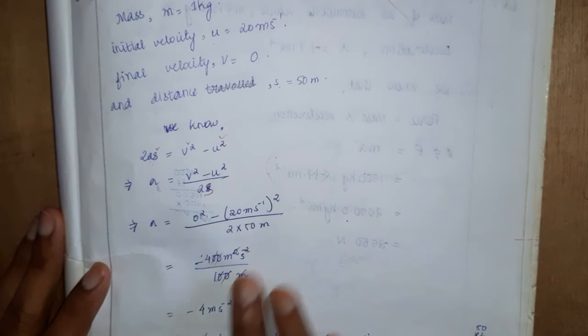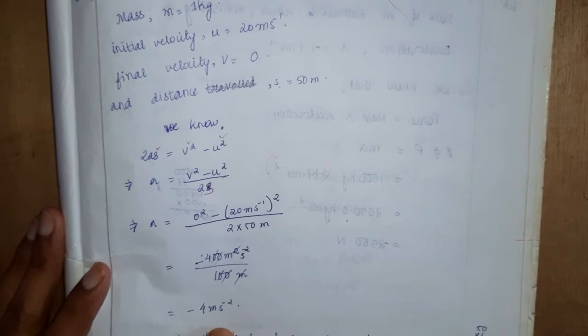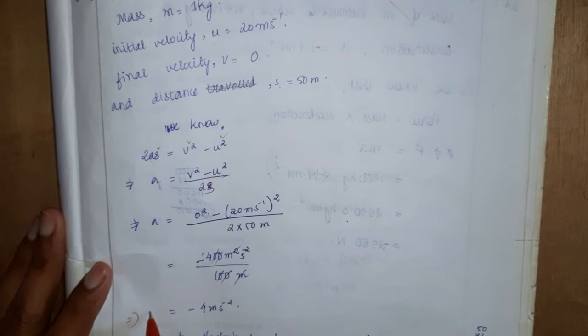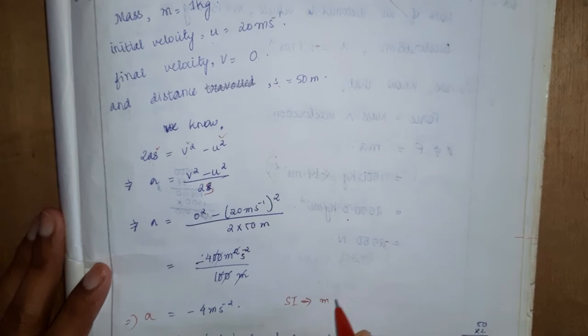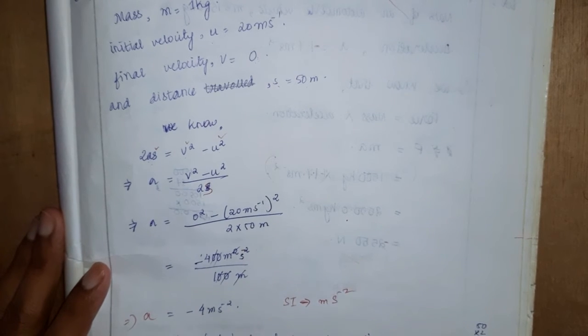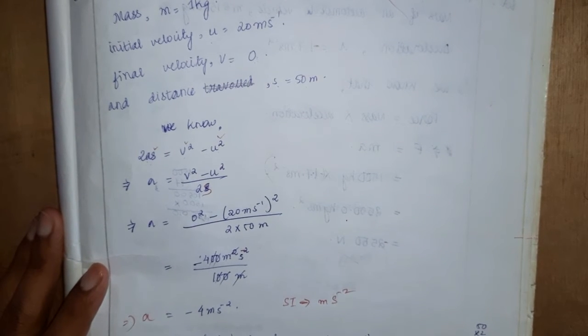So if you do not put the unit, you can directly do the calculation and put it at the end. What is it that you have found out? A, acceleration. So what is the unit? The SI unit of acceleration is meter second inverse 2. So directly you can put it at the end. So minus 4 meter second inverse 2.